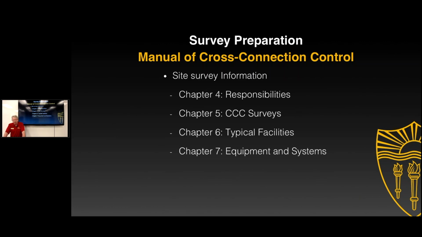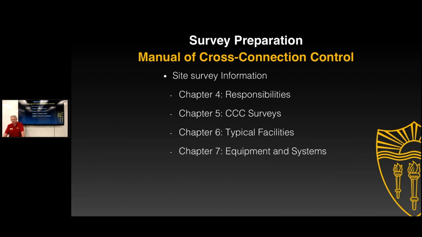And when we get into that, we'll talk about that a little bit, we just sort of break them down into general ideas. This type of facility, these are the type of things you can look for. So it gives you an idea, so you know you're going to go to this type of facility. It gives you an idea of what to prepare for. So typical facilities is chapter 6.